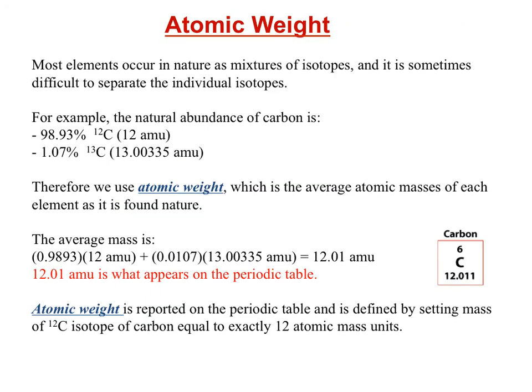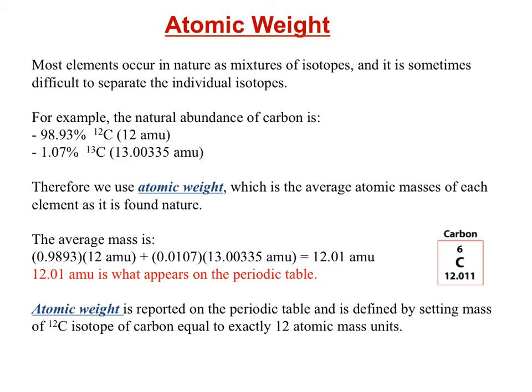Whenever we talk about atomic weight, we're talking about the average atomic mass. That's because a lot of elements occur in nature as some kind of mixture of isotopes, meaning that maybe you have something like carbon-12, which makes up about 99% of all the natural carbon found in the atmosphere, and it has a mass of 12 atomic mass units. But there's a small percentage, about 1%, that exists as carbon-13. Thus, it has a mass of 13 atomic mass units.